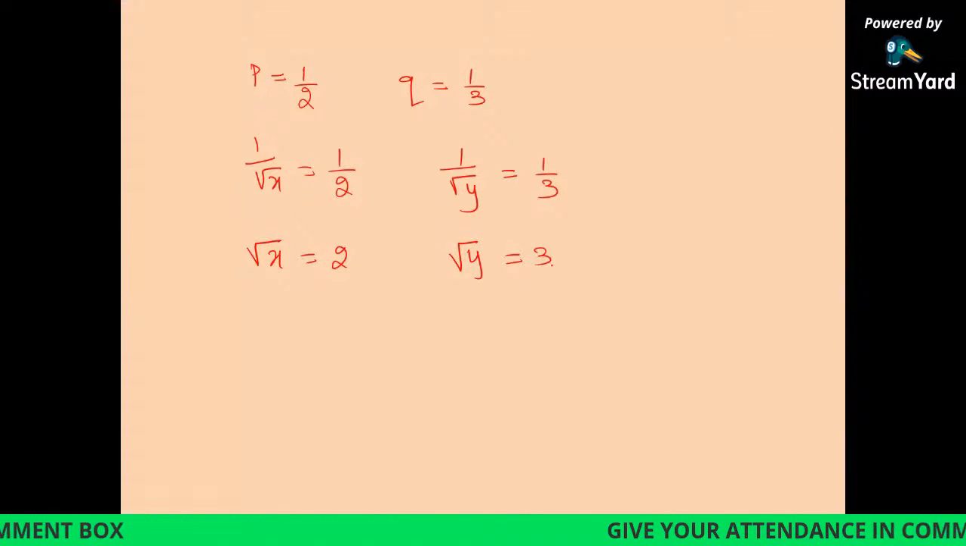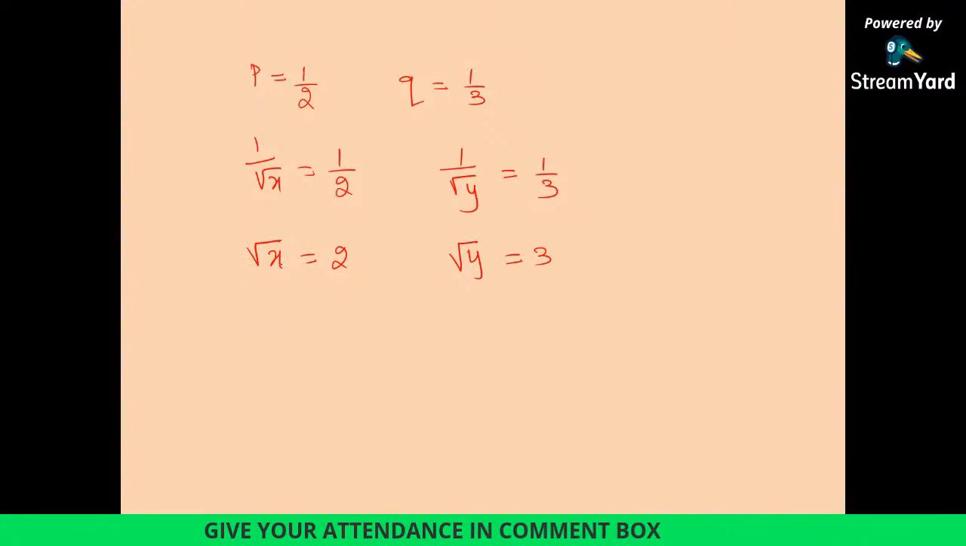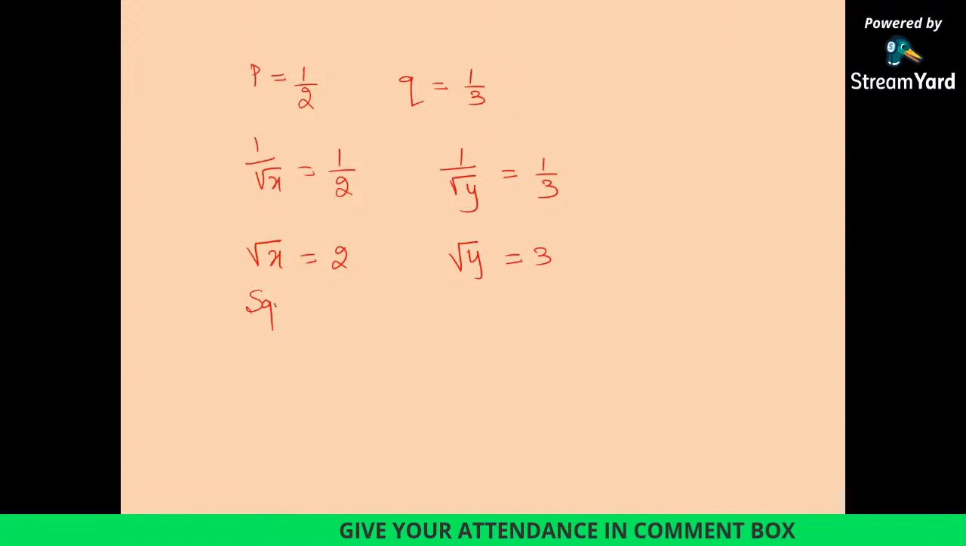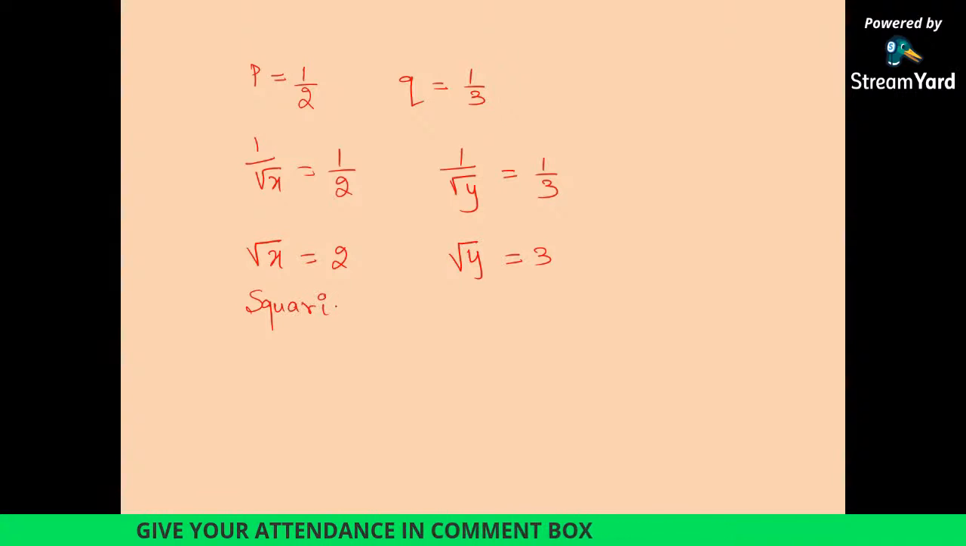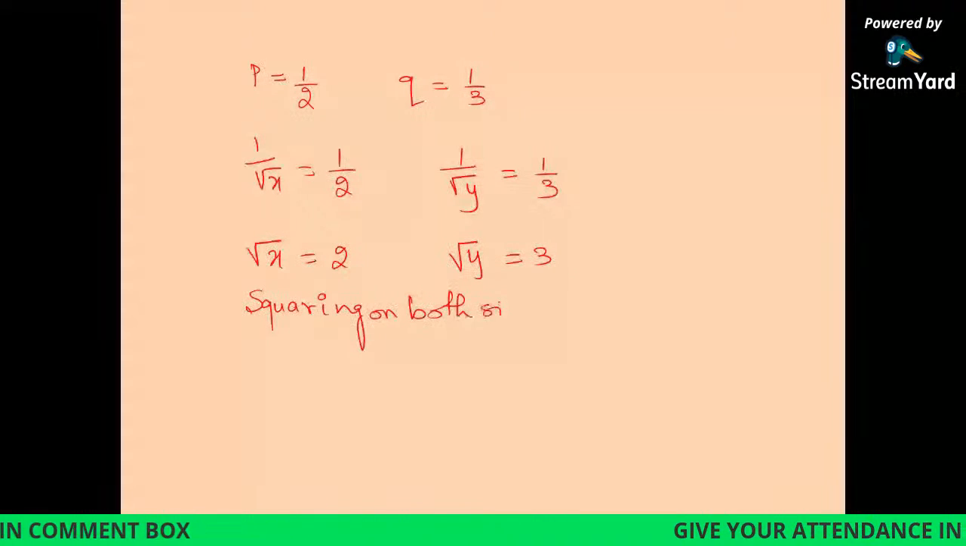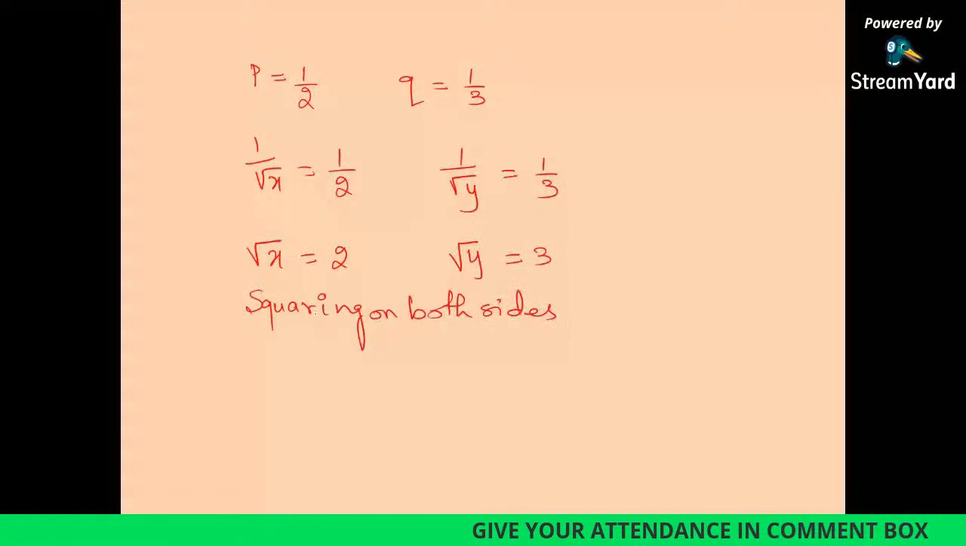Then to remove this, we have not got x in a free form. We have to remove these square roots. For this, squaring on both sides. One step you are going to do, squaring on both sides. Right? So individually you have to do it for both.